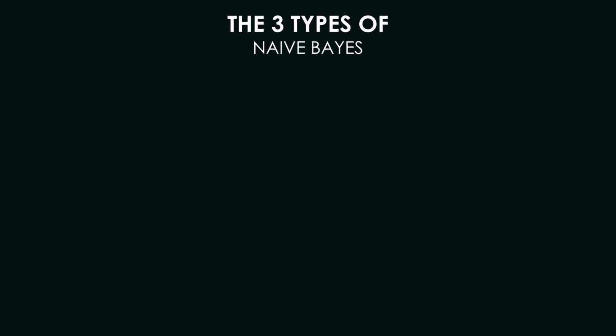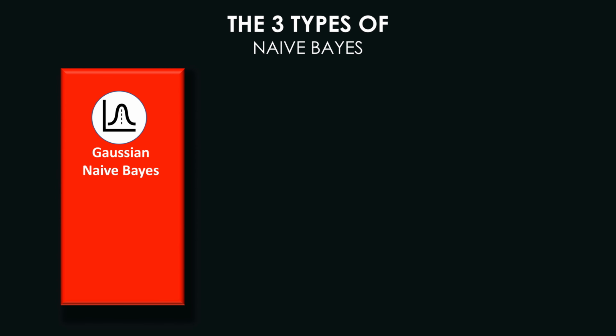There are several types of naive Bayes algorithms, each suited for different types of data and classification tasks. The first type is Gaussian naive Bayes. It is used for continuous features and assumes that the data follows a normal distribution. This is often used for classification problems where the features are real-valued and continuous, such as predicting a person's income based on their age and education level.